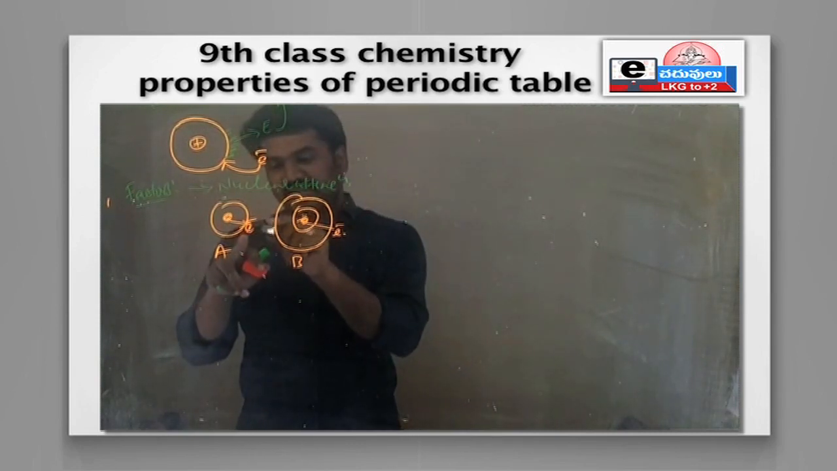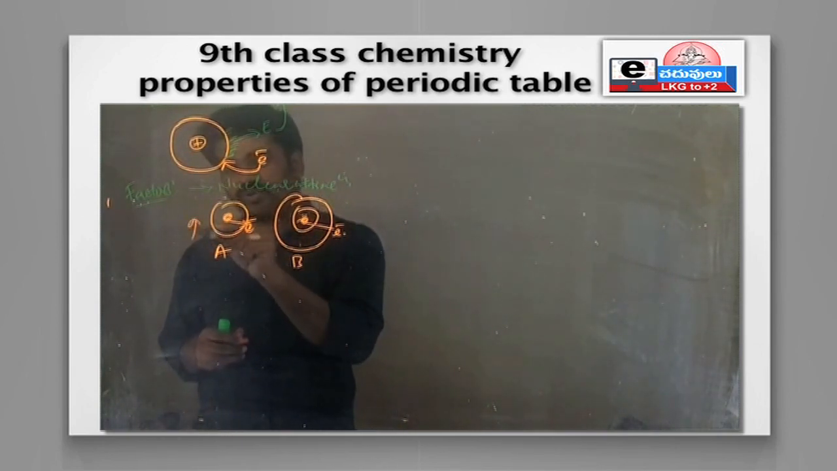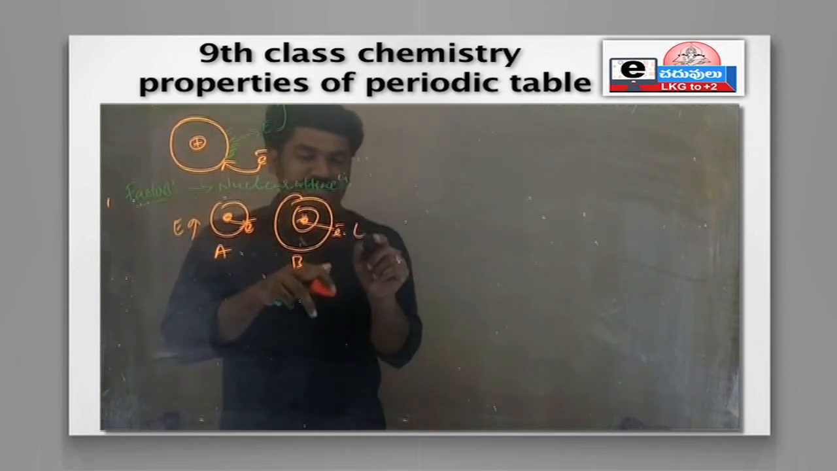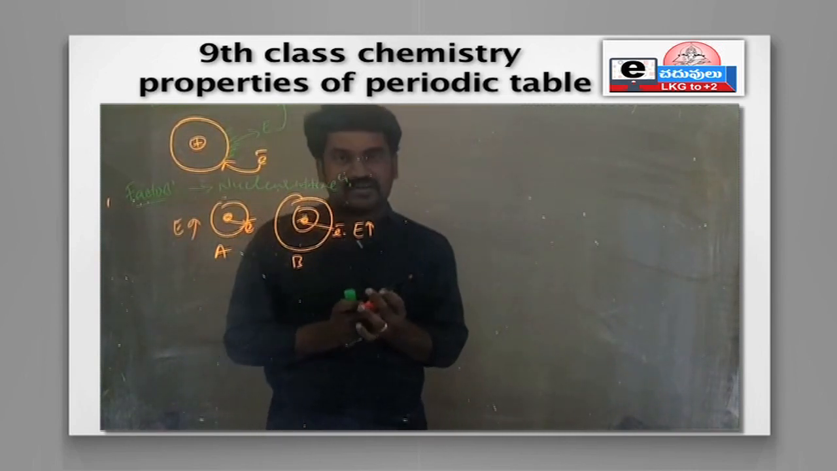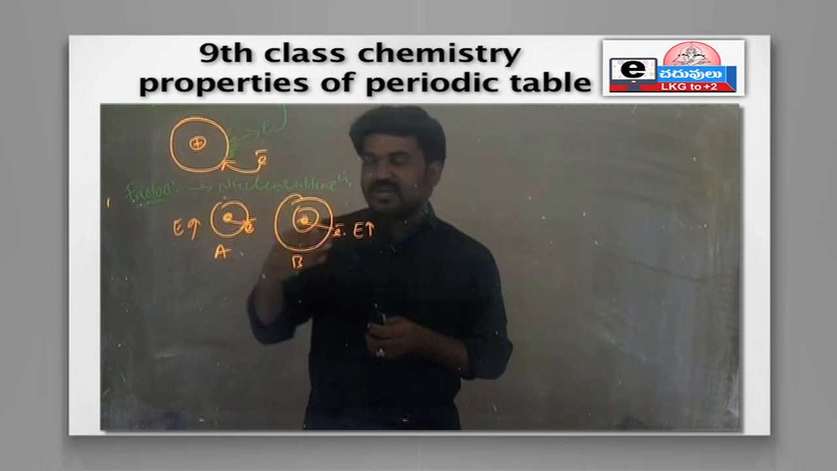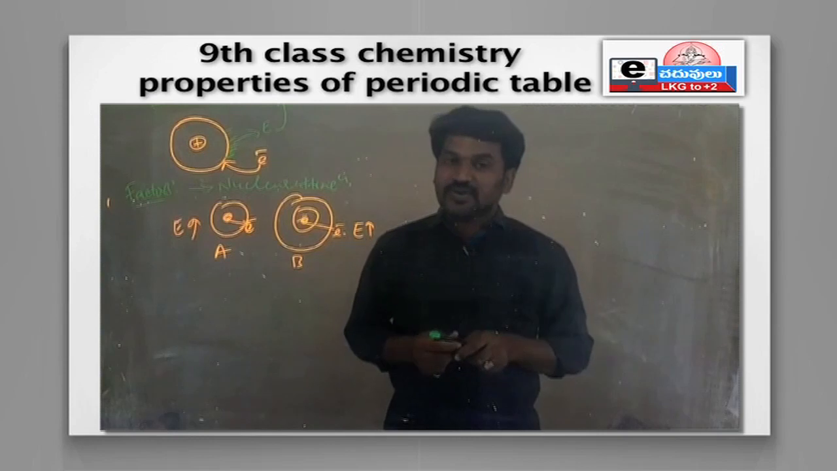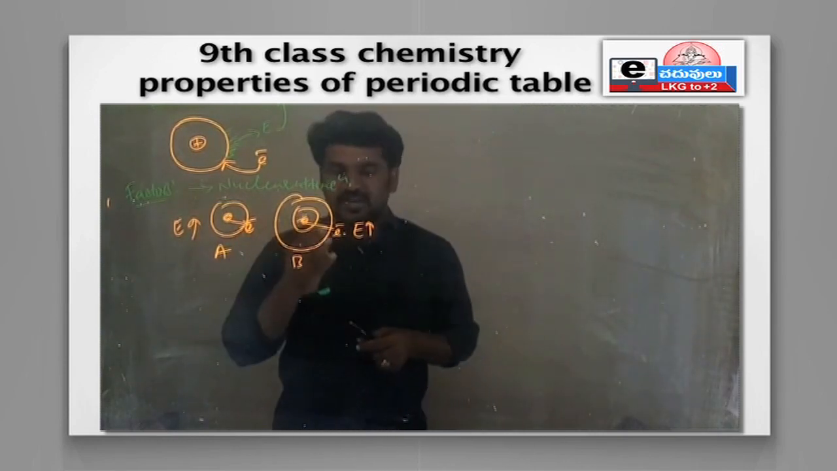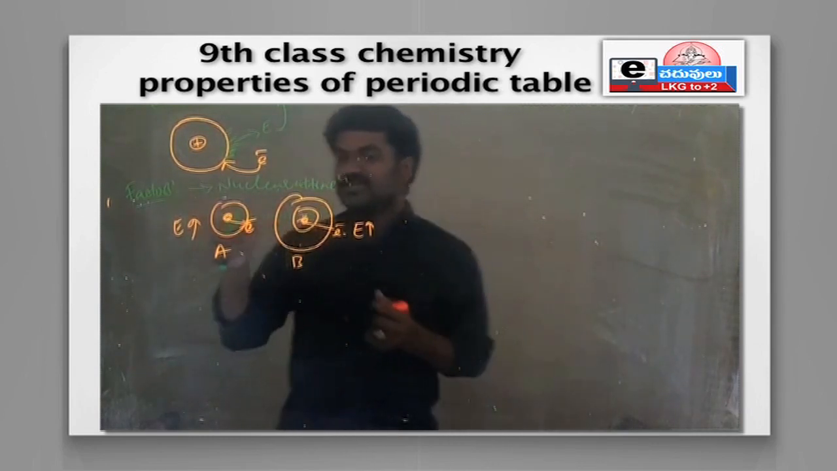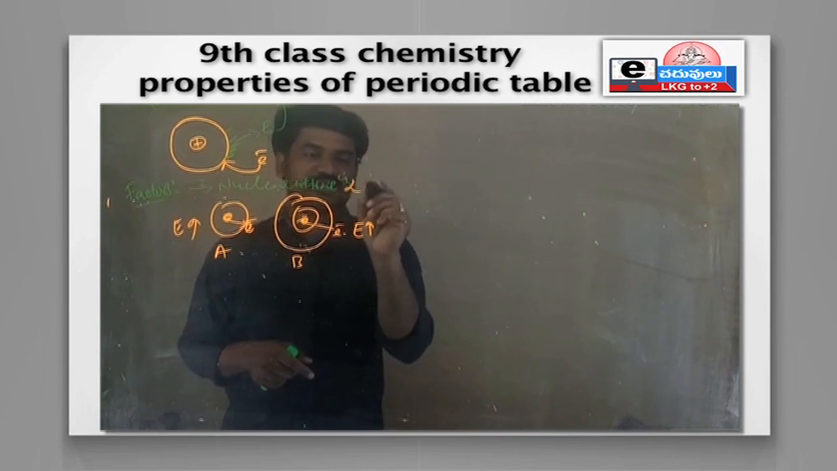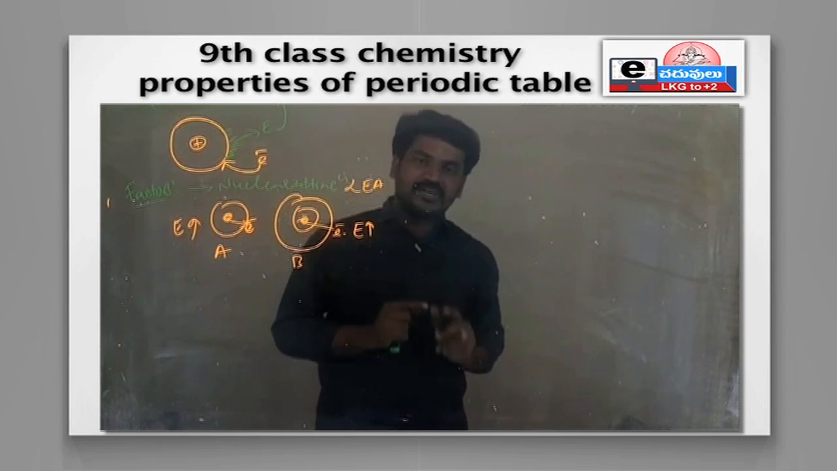So when an electron is added to this atom, the energy will be more. Here the energy will be less. Which energy? The released energy, right? So when you add an electron to a small atom, that releases more energy. Why? Because more nuclear attraction is there. And here less nuclear attraction is there, so that releases less energy, right? So nuclear attraction is directly proportional to the electron affinity. Nuclear attraction increases, electron affinity also increases, right?